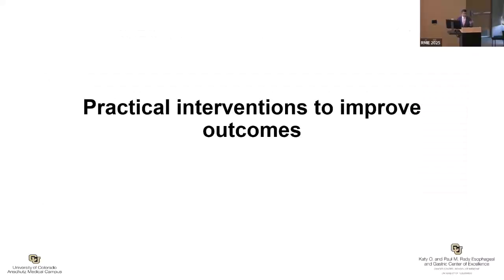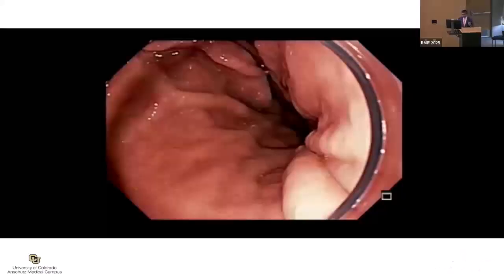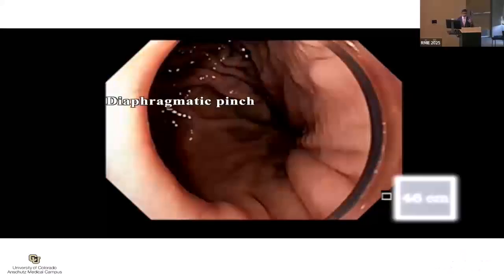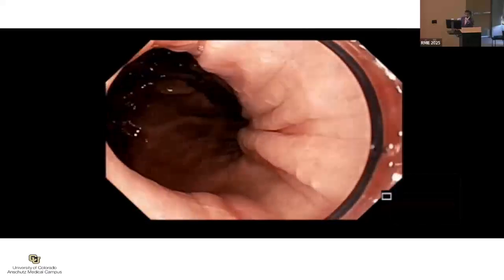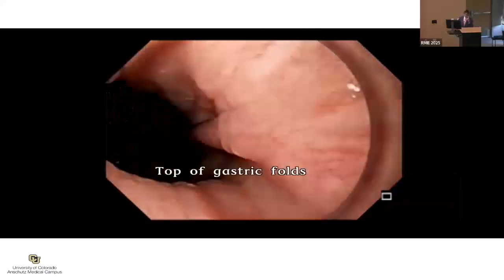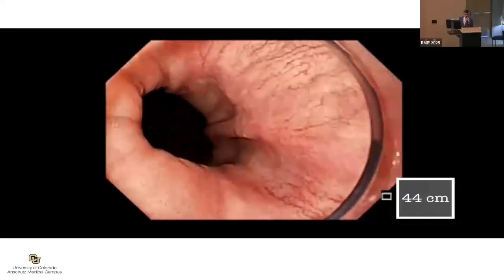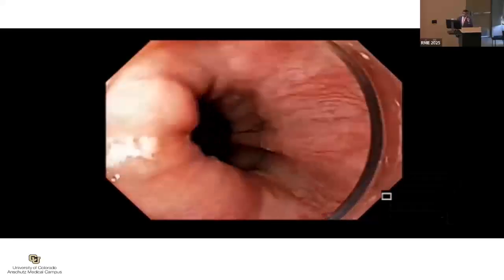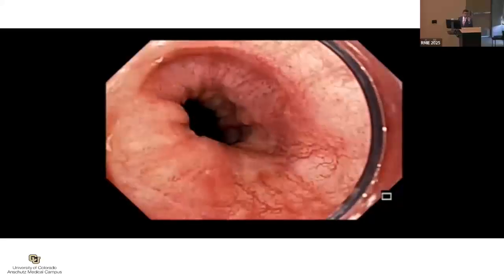Now, what are some of the practical interventions that you can use in your endoscopy lab to improve outcomes related to surveillance endoscopy? Now, we did two cases. One was done by Jen Fan, and I did an exam, again, demonstrating the basic tenets of a high-quality exam for patients with Barrett's esophagus.